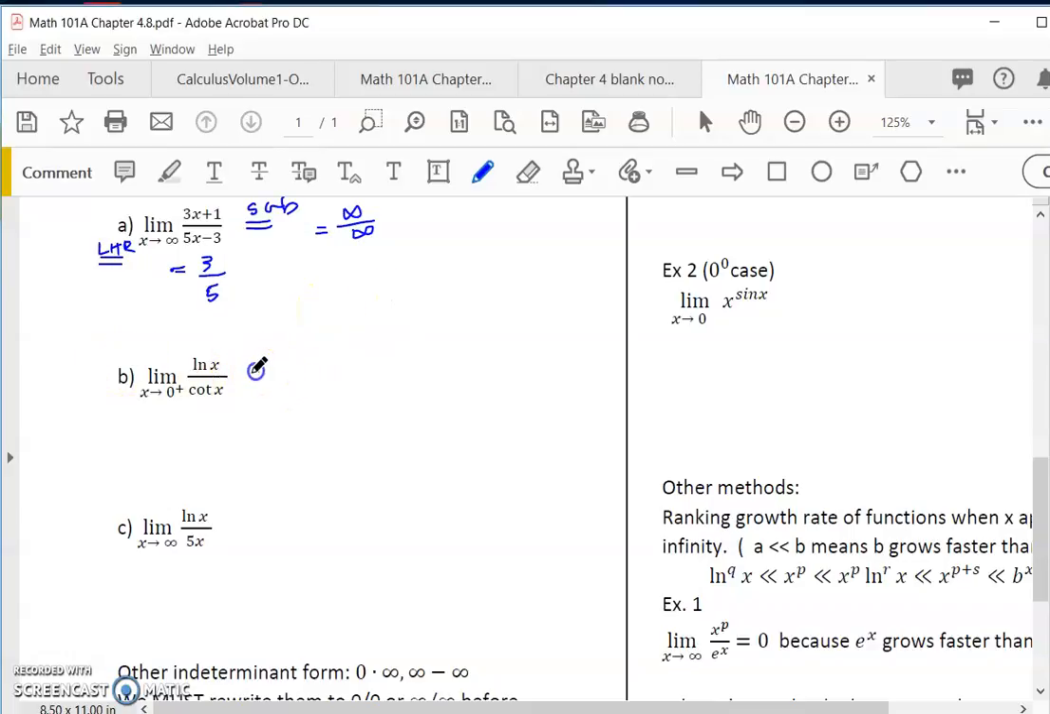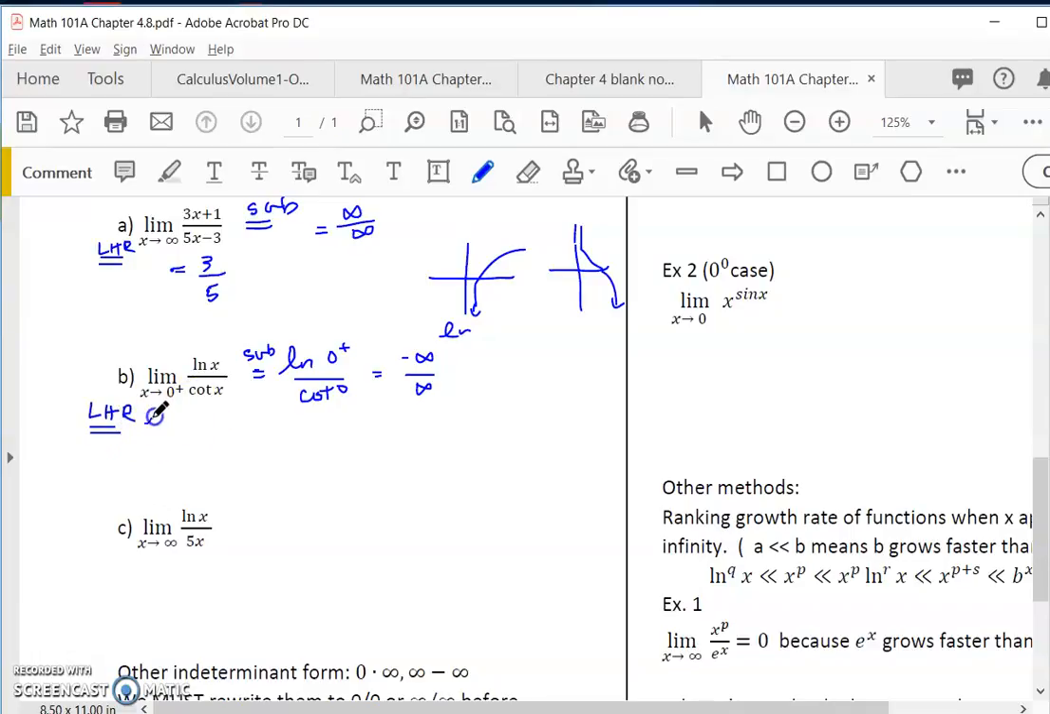And then this one, direct substitution will be ln 0 plus. So you still remember how the ln graph works. If you do 0 plus, ln is negative infinity. And this is cotangent 0. So this is the ln graph. You need to know how to graph those. The cotangent is like that, right? As x goes to 0 from the positive side, it goes to infinity. So this is a negative infinity over infinity case. So it's still okay. So we can do L'Hopital's rule.